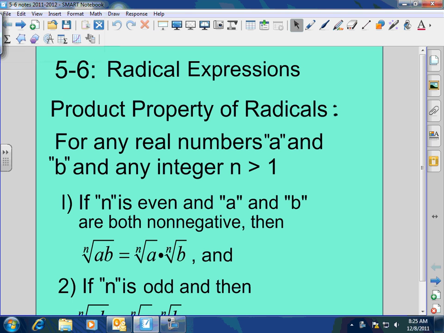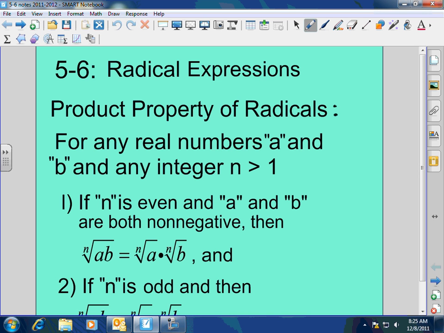Okay, gentlemen, today we're learning about radical expressions for 5-6. And we're first going to talk about the product property of radicals. For any real numbers a and b, and any integer n greater than 1, you have the following rules. 1. If n is even and a and b are both non-negative, then the nth root of a times b equals the nth root of a times the nth root of b.